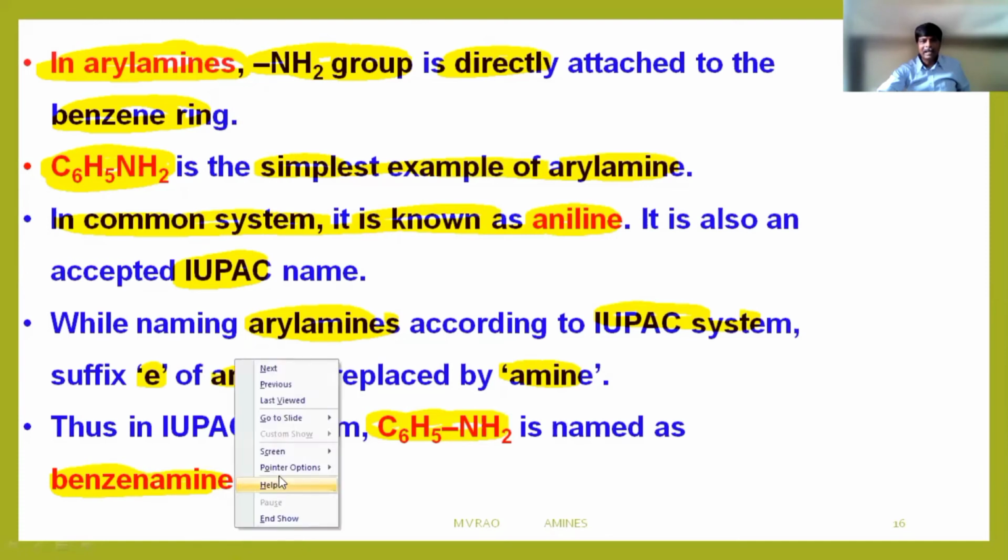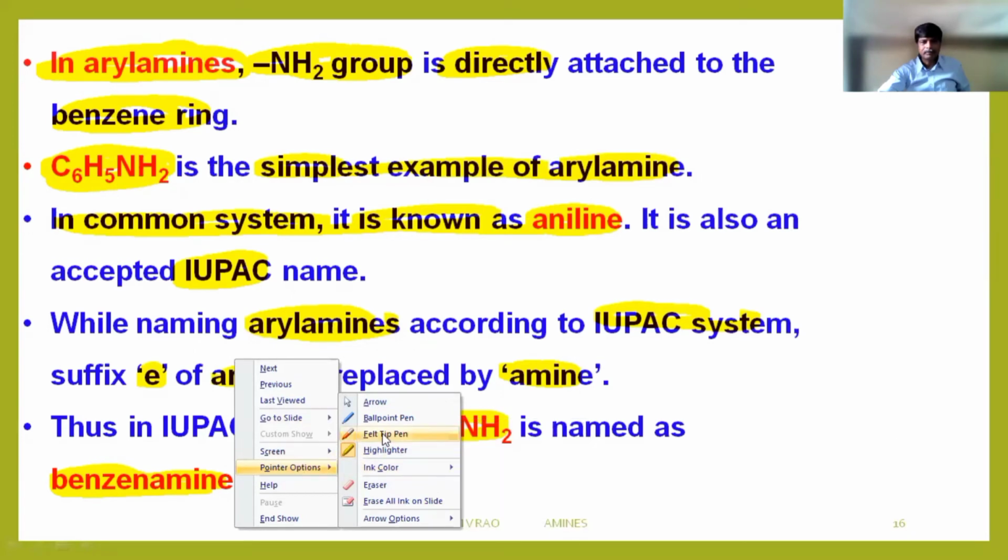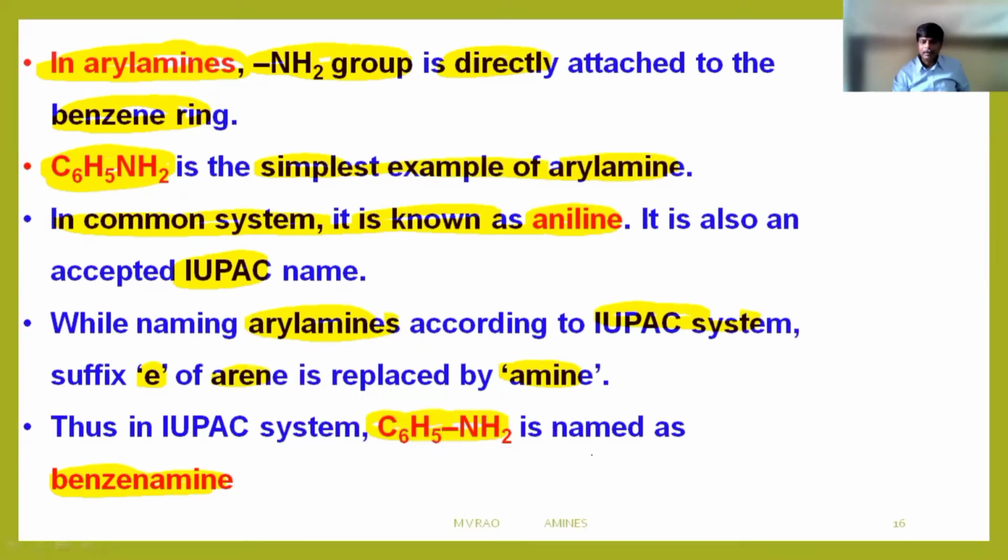In this slide, we discussed aryl amines. In aryl amines, NH2 is attached with the benzene ring. These are called aryl amines. Particularly, this compound is also called aniline. Aniline is the common name as well as the IUPAC name. What is another name of aniline? Benzenamine.